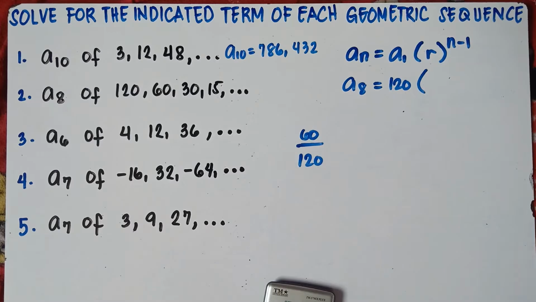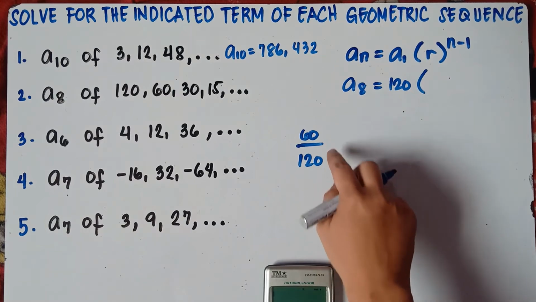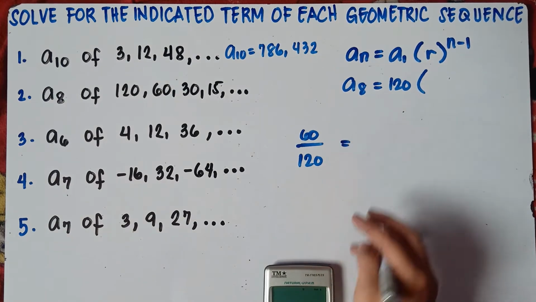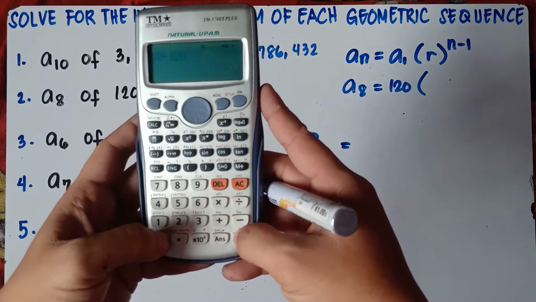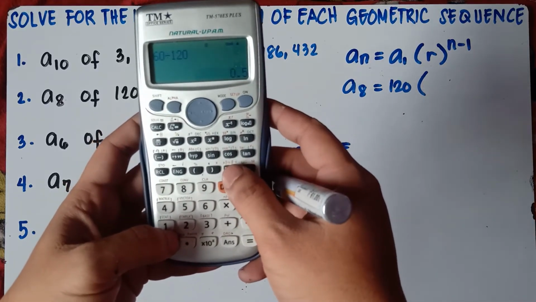Now, sir, is it allowed to have a decimal? It's actually okay, class, but it will be confusing. Why is that, sir? Okay, let's try that. What if we have a decimal? So 60 divided by 120, of course, this will be 0.5, right? 0.5. Let's use the calculator. 60 divided by 120, this will be 1/2 or 0.5.